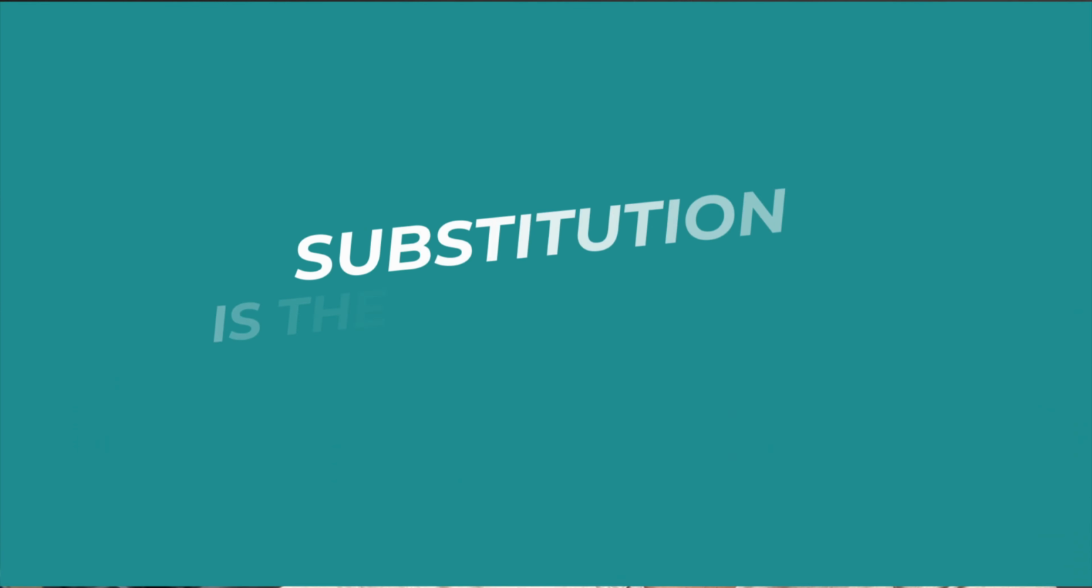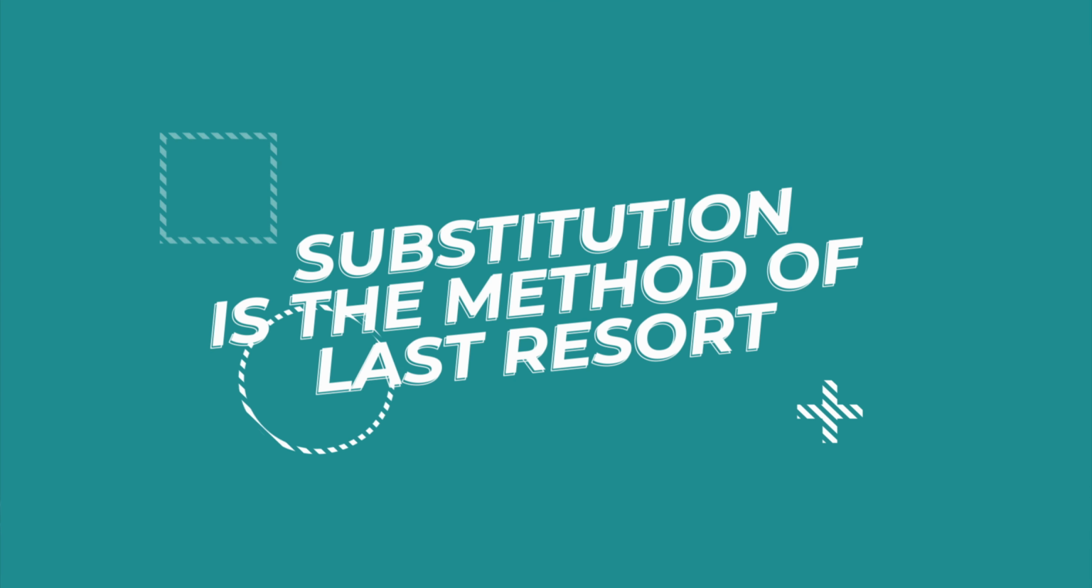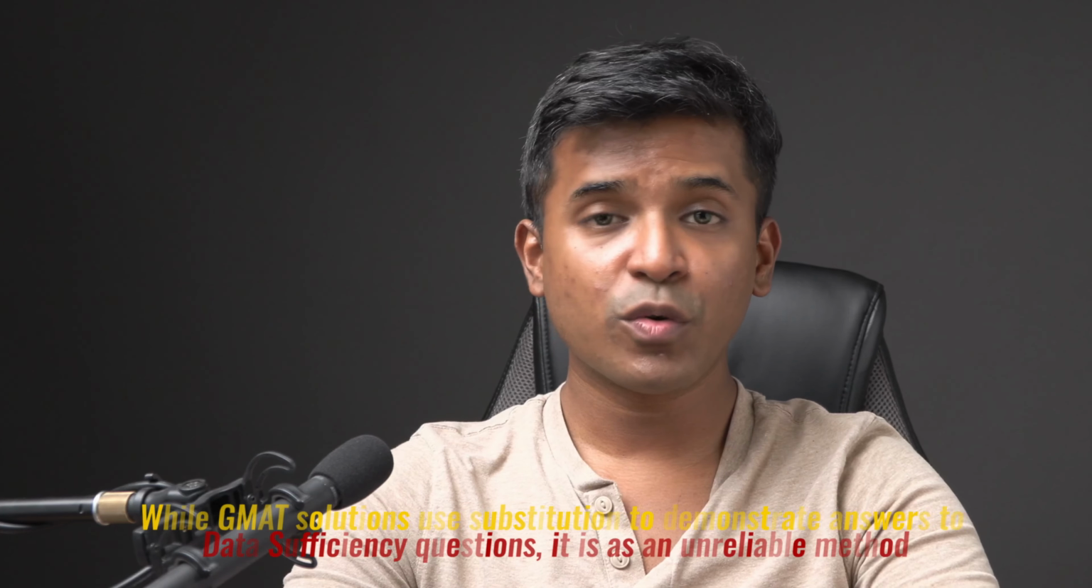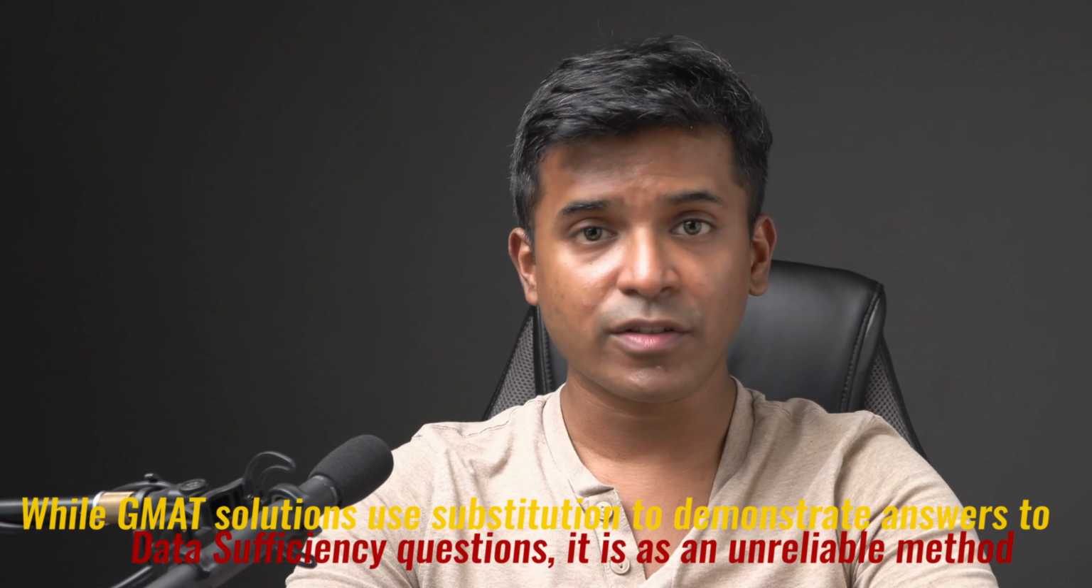However, with the data sufficiency section, I have noticed a pattern that most official GMAT solutions will use substitution to demonstrate the answer. Just as with quant questions, my opinion is that on data sufficiency questions as well, substitution should be a method of last resort. You've heard me say this a dozen times if you have been following my videos for a while. In case of data sufficiency questions, the official guide often uses substitution to demonstrate the solution to you.